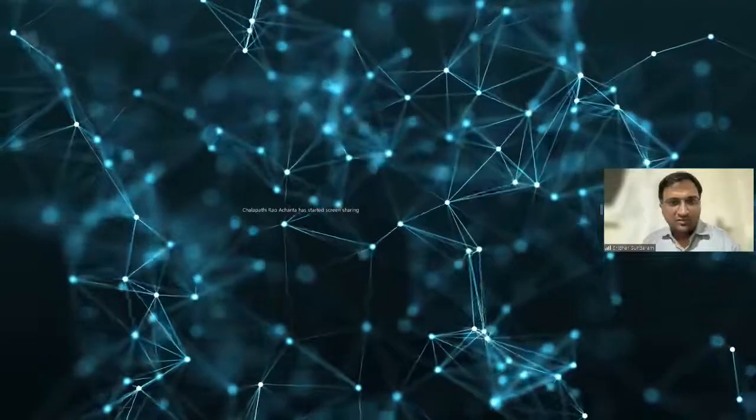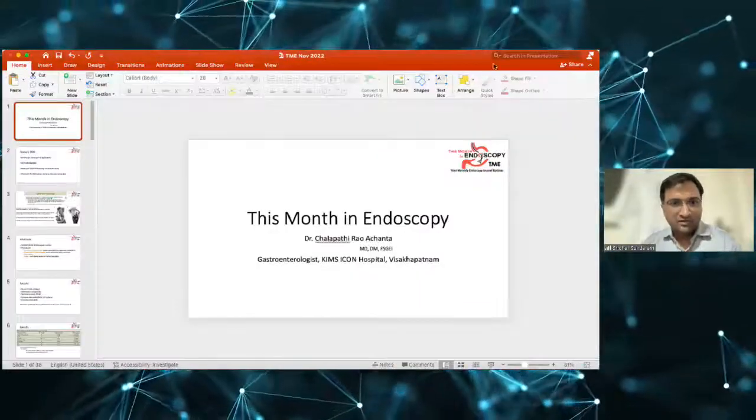We have Professor S.K. Sinha sir from the PGI Institute in Chandigarh, and we have Professor Ganesh Pai, who's from KMC Manipal. They'll be discussing the various papers presented today by Dr. Chalapati Rao, who's going to be presenting 4 interesting papers that he shortlisted. So without further ado, I ask Chalapati to start sharing his slides and to discuss the papers as we go along.